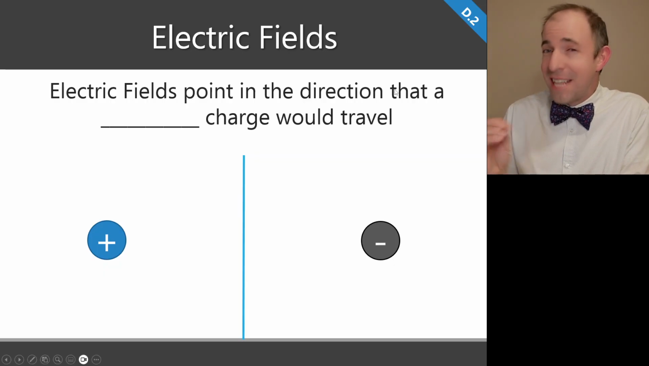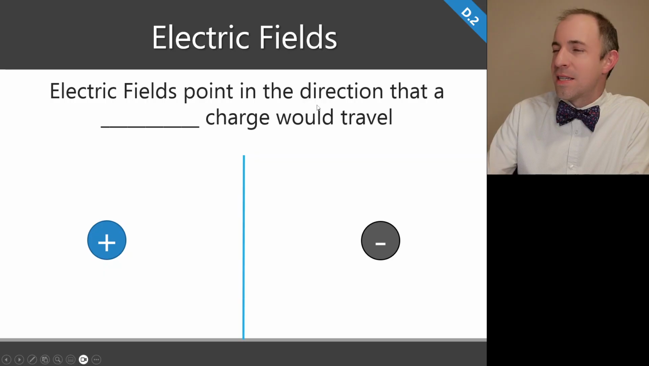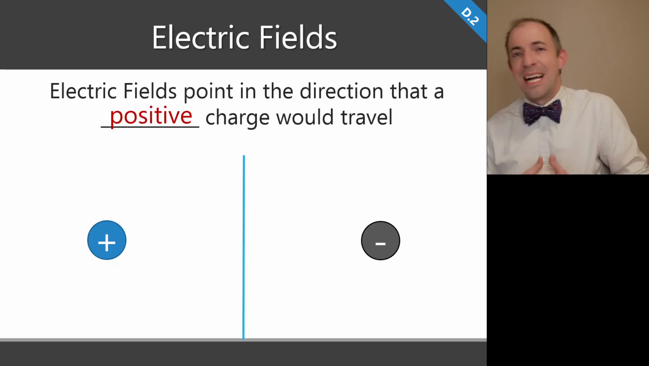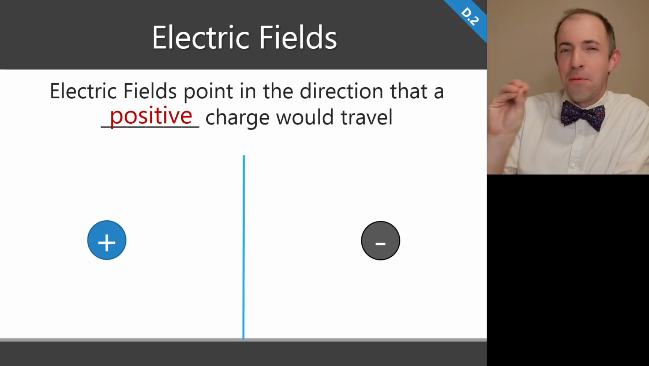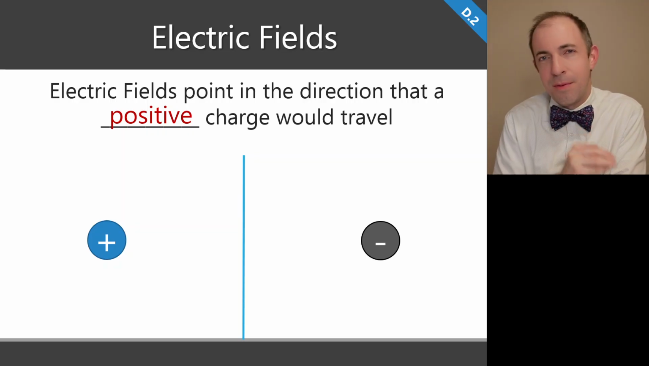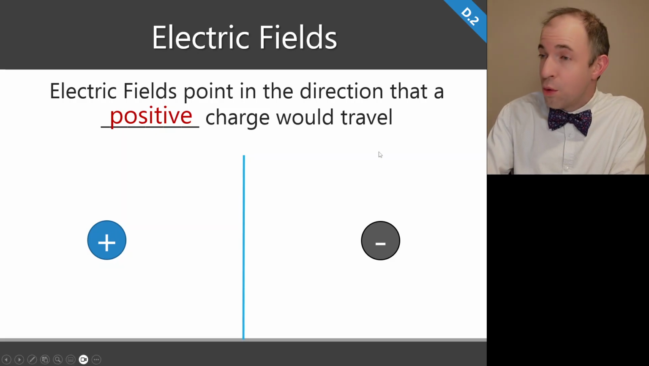Our standard for defining electric fields is that they always point in the direction that a positive charge would travel. We call this a test charge. So you would imagine placing a positive proton somewhere around an object, and the vector represents the direction that the positive test charge would move around that object.